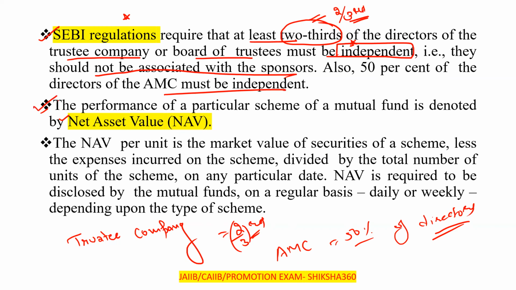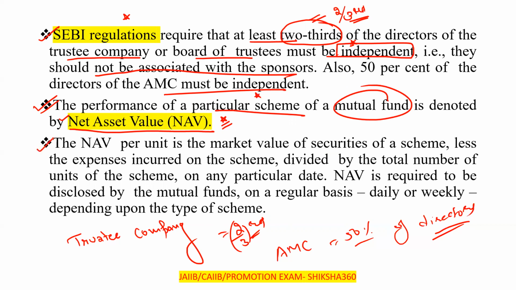Next one, the performance of a particular scheme. If you are investing in mutual funds in the form of SIP, you are very well aware regarding the NAV. So the performance of a particular scheme of a mutual fund is denoted by the net asset value. Clear? So how is it to be denoted? It is to be represented by the net asset value.